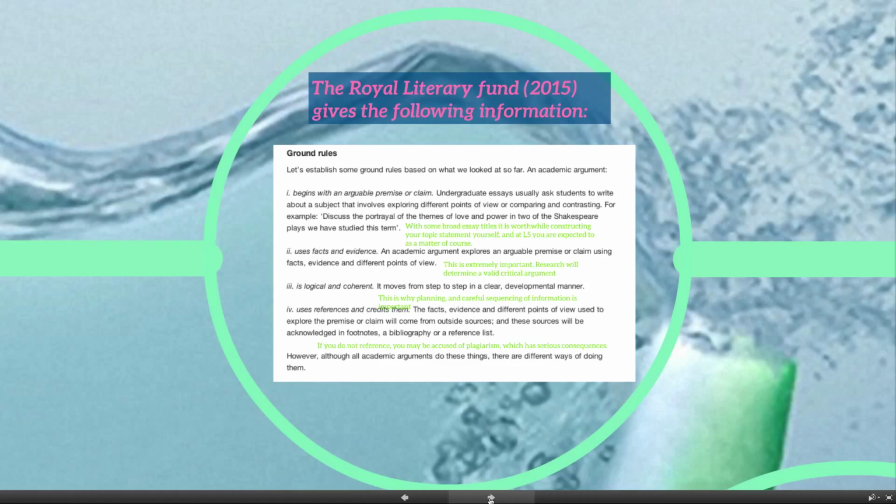Now, the Royal Literary Fund goes on to say that an academic argument uses facts and evidence. An academic argument explores an arguable premise or claim using facts, evidence, and different points of view. So when you're given your essay title, you might be asked to compare and contrast something, and then you'll go and research it. And you'll find your research perhaps suggests that you have a claim that you could make in relation to the essay title. And then your argument is going to be justifying that claim, and looking at any evidence that doesn't support that claim.